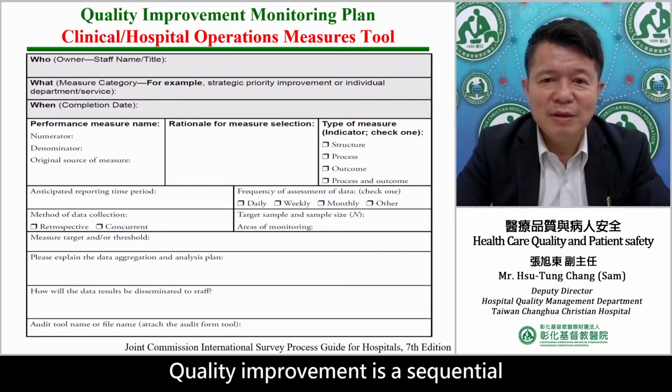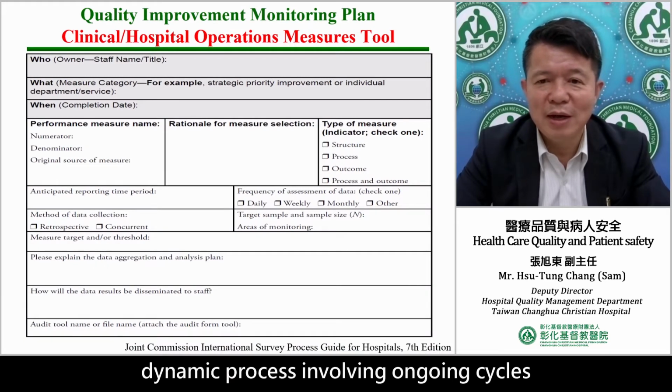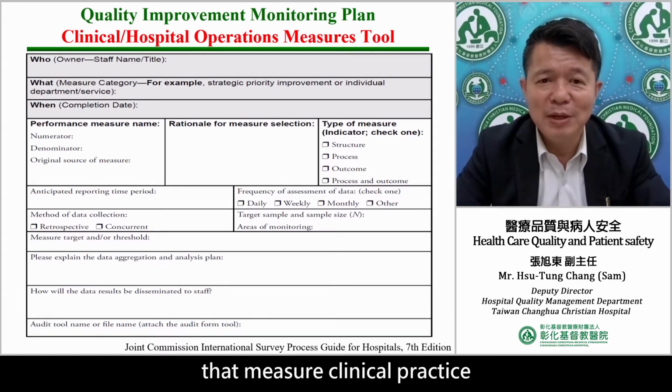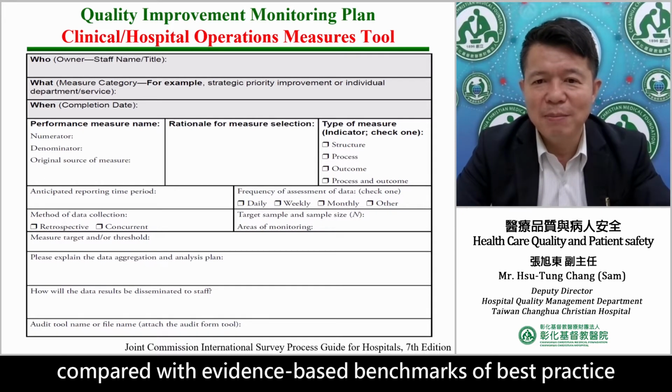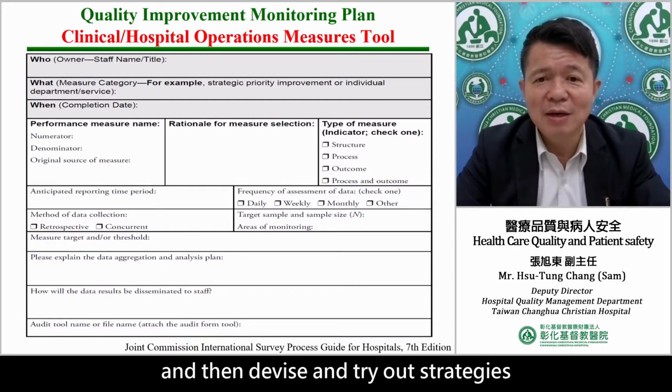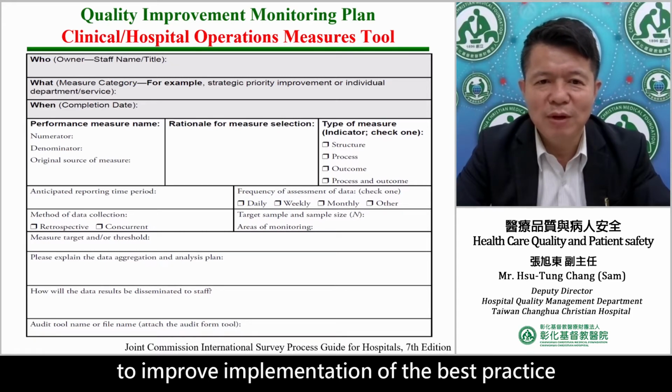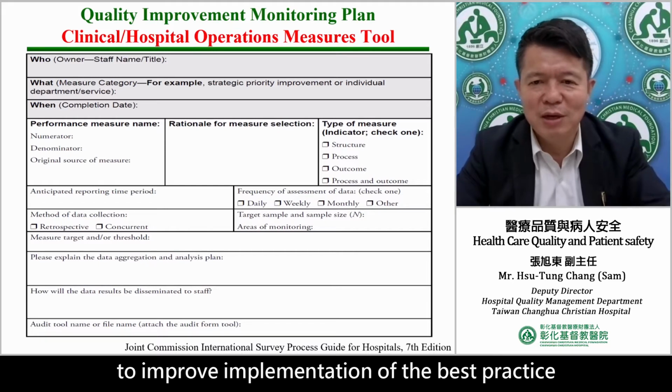Quality improvement is a sequential dynamic process involving ongoing cycles that measure clinical practice compared with evidence-based benchmarks of the best practice and then devise and try out a strategy to improve implementation of the best practice.